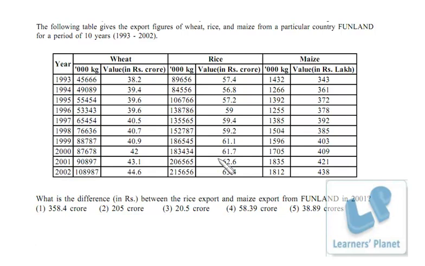So rice is 62.6 and maize is 421. Value over here is in rupees crore and over here it is in rupees lakh, so be careful about it. 421 lakh, that means 4.21 crore. So here it is 62 crore around and here it is 4 crore, so the difference is around 58 crore. No need to go for actual calculation, just one option is there around this. So it's 58 crore around.